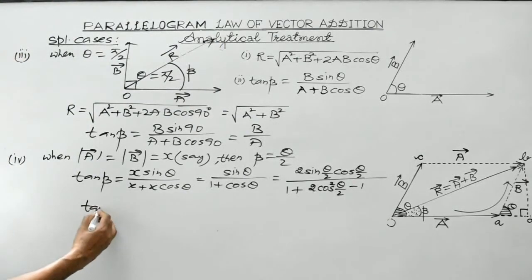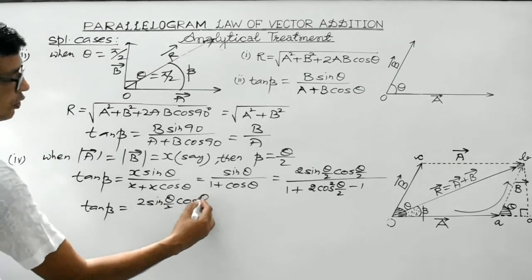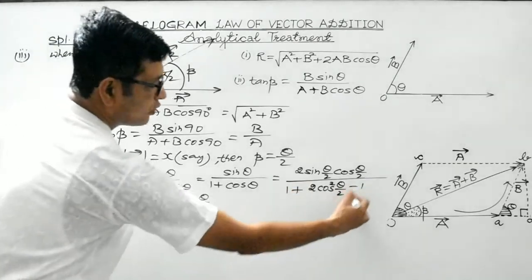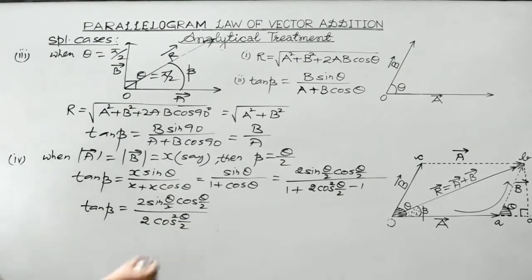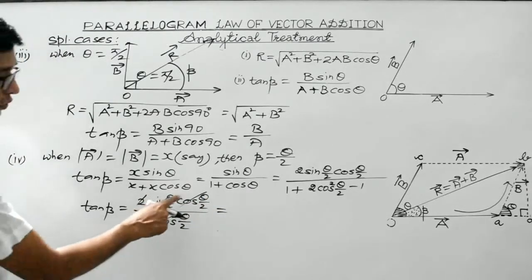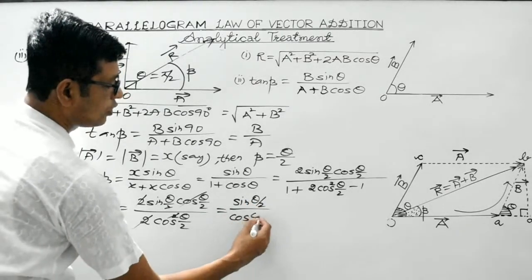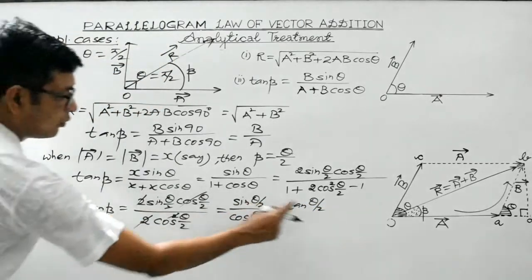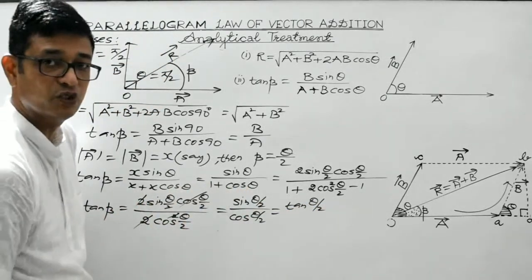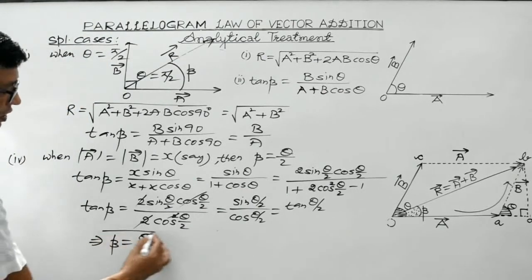So tan beta would be equal to 2 sin theta by 2 cos theta by 2 divided by 1 plus 2 cos square theta by 2 minus 1. The 1 and minus 1 get cancelled. We'll be left with twice cos square theta by 2. Cos theta by 2 and this square get cancelled, 2 get cancelled. So we are left with sin theta by 2 divided by cos theta by 2, which is equal to tan theta by 2. So compare both the sides. Tan beta equals tan theta by 2, which implies that beta is equal to theta by 2.